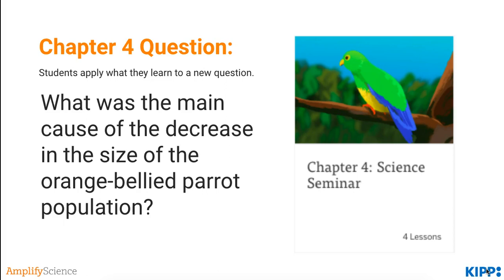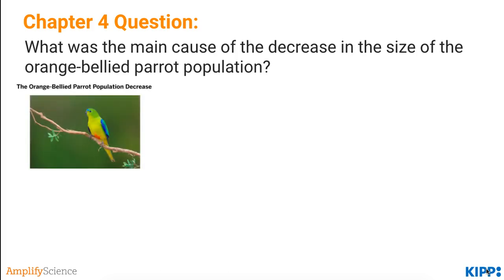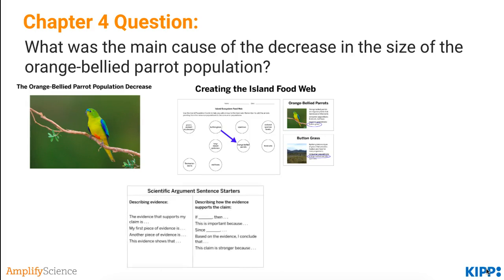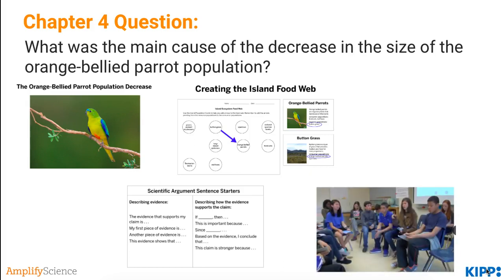At this point, students have learned all of the new content and they're now ready to apply it to another question. The Chapter 4 question is, what is the main cause of the decrease in the size of the orange-bellied parrot population? In this chapter, students will learn about the orange-bellied parrot. They will create a food web for the orange-bellied parrot ecosystem. They will analyze evidence to see how the organism's population sizes have changed, and they will participate in a science seminar to discuss what caused the decrease in the parrot population.